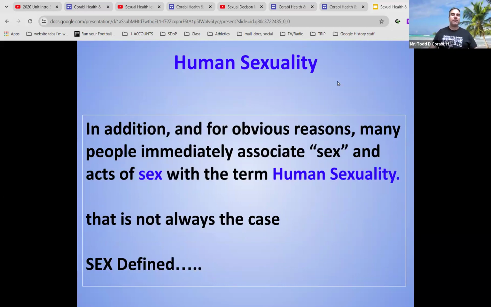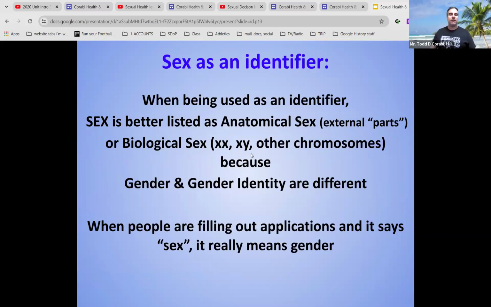They are often observable behaviors, but not always. So if sex is different than human sexuality, then what are we talking about? Well, obviously we have sex as an identifier. And of course, it's more appropriate to say sex assigned at birth, as opposed to just sex. We could say anatomical sex, which would mean external body parts. We could say biological sex, but most people prefer the phrase sex assigned at birth.